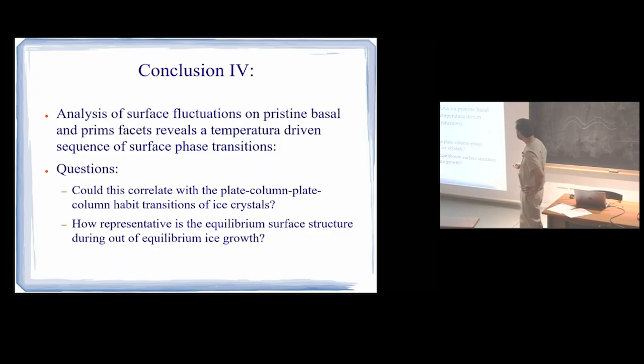And it seems that our analysis of surface fluctuations on basal and prism facets reveals a temperature-driven sequence of surface phase transitions. And so the conjecture is, could this correlate with the plate-column habit transitions? And a major question that I was asked the other day, actually: how representative is this description of the equilibrium surface structure for the out-of-equilibrium growth that actually occurs in the atmosphere? Okay? So that's the next part of the lecture.